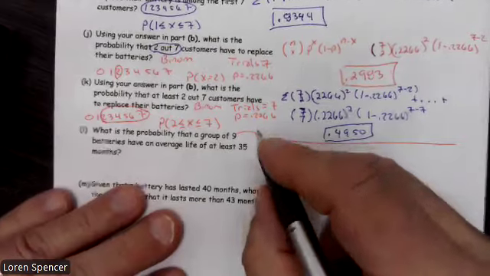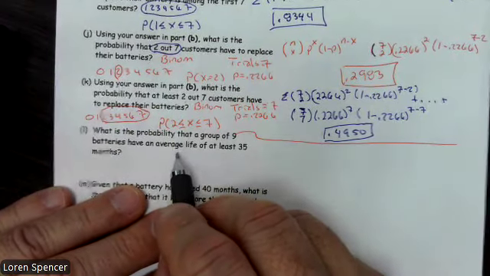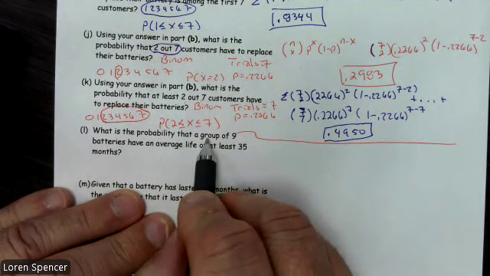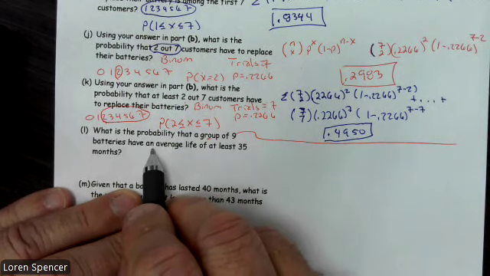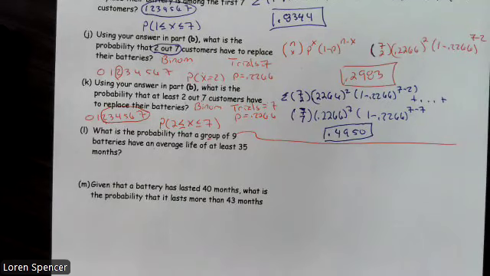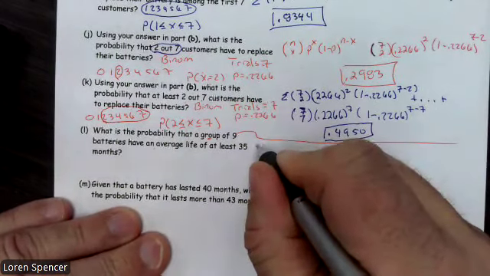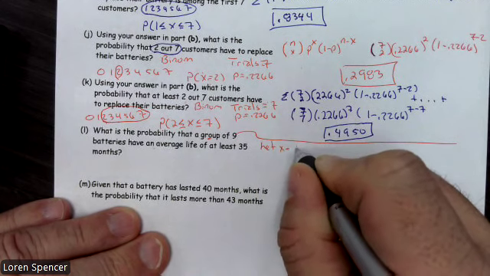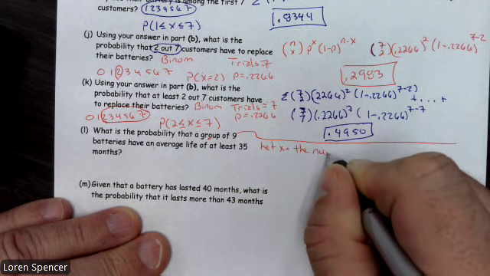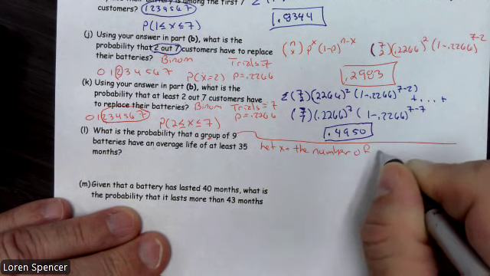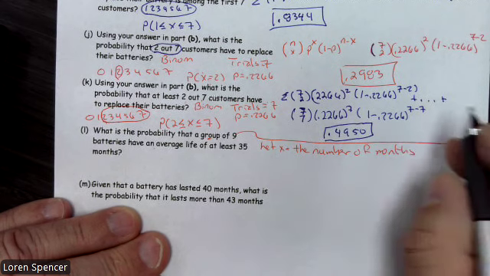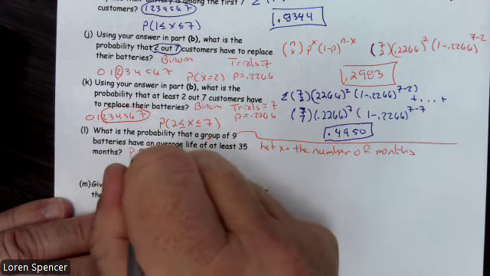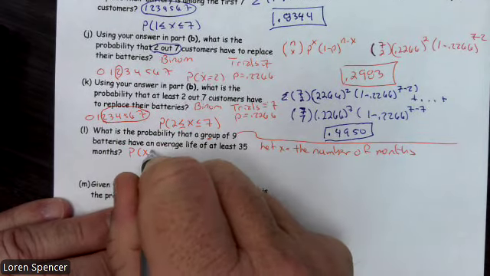The next one, what's the probability that a group of 9 have an average of at least 35 months? So in this case, we have a group of 9, so we have a sample size of 9. What's the probability that they have an average life of at least 35 months? Here we're not looking for the number of people, we're looking for months. So let X equal the number of months, and we want the probability that X is greater than 35.